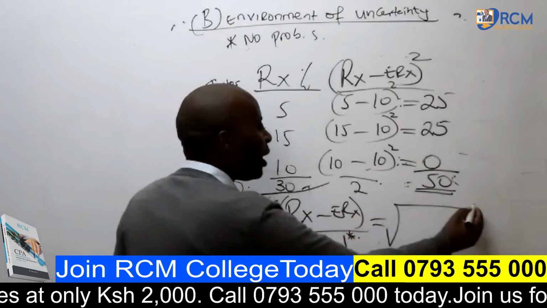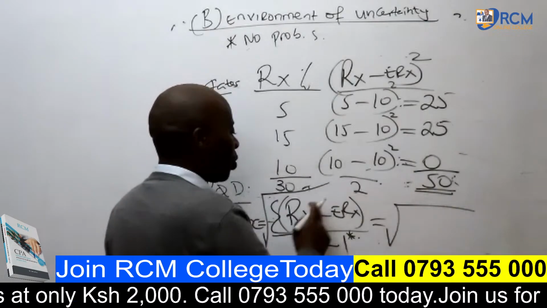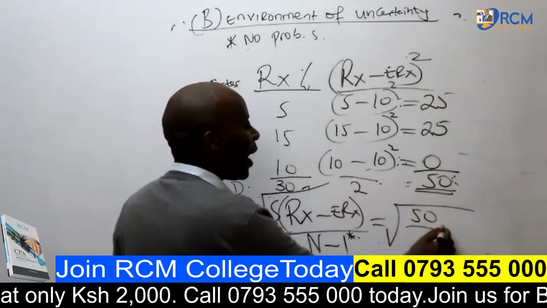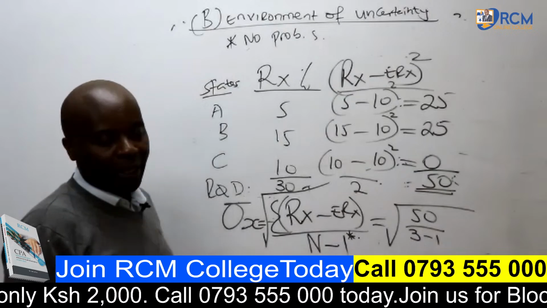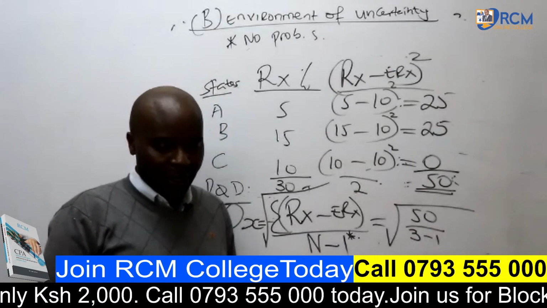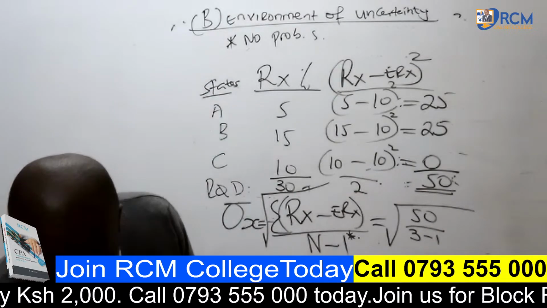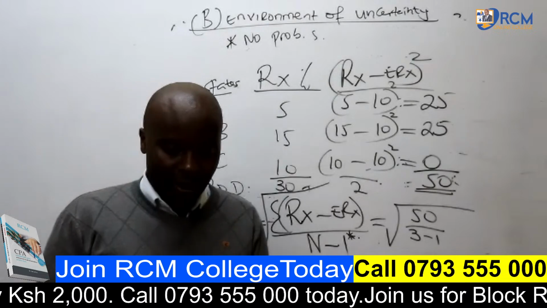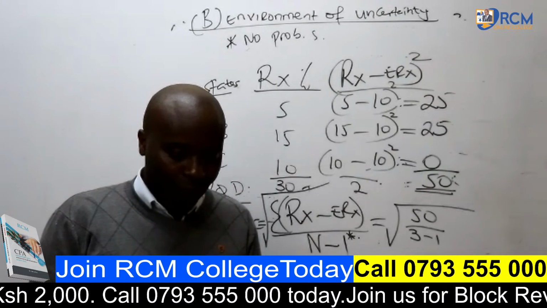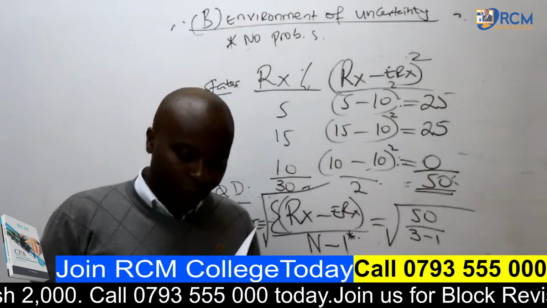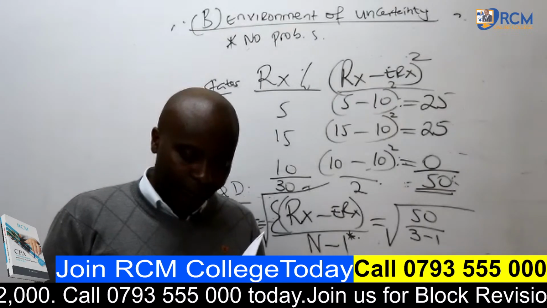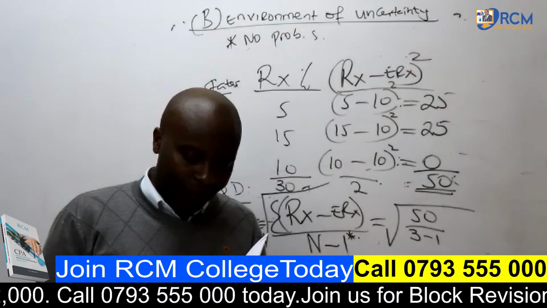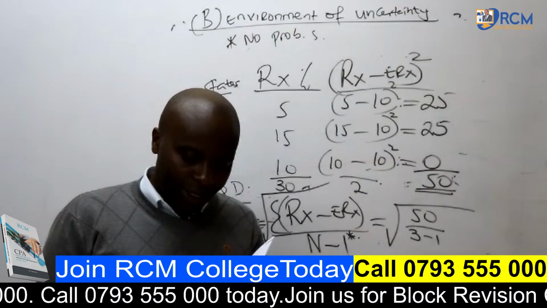So we have here the total, 50, divided by n, which is 3, minus 1. So we have there 3 minus 1. Can somebody talk to us tonight? What do we have there, ladies and gentlemen? What is the final answer? 5. They're getting 5, isn't it? Yeah. They're getting 5. Thank you very much.